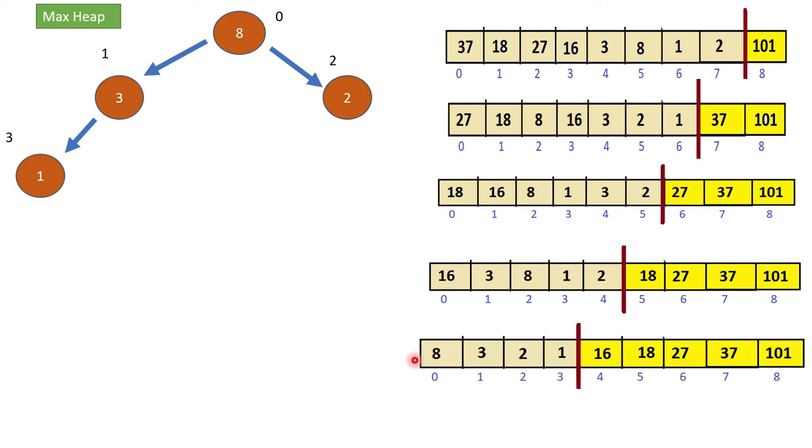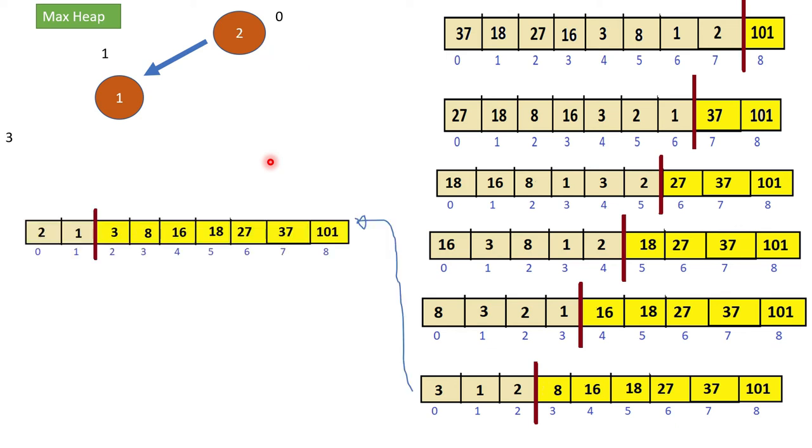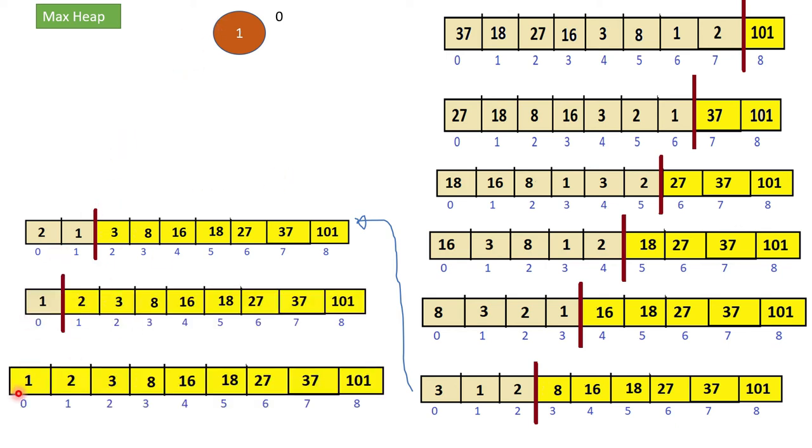So after deleting 16 it will become 8, 3, 2, 1 and the deleted 16 will be placed here. Next we will delete 8 and 8 will be placed here and 3, 1, 2 will be our max heap. Then we will delete 3, then it will become 2 and 1 and then it will be 1 and after that it will become the complete sorted array. Okay, and nothing to delete more and we have to stop our process. So step by step if you see, this is the way we have to do a heap sort.